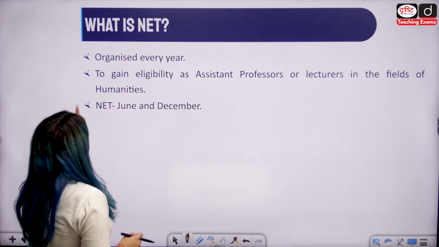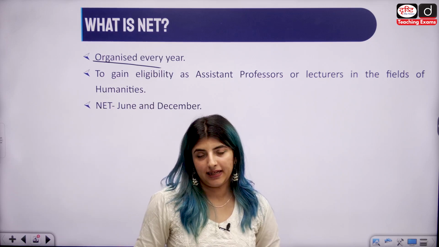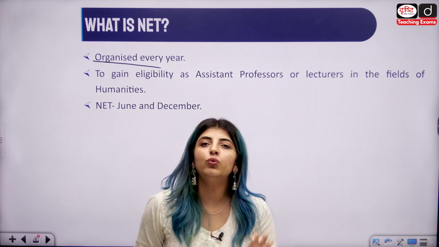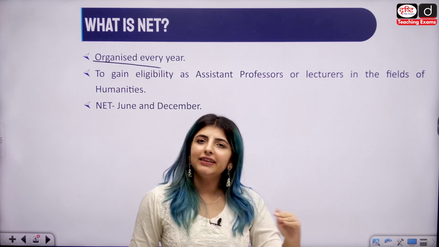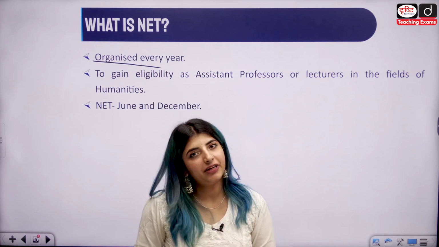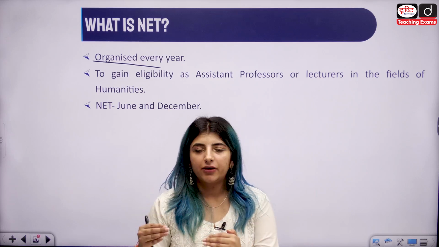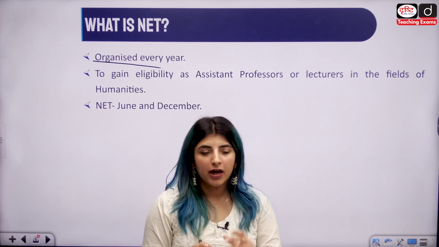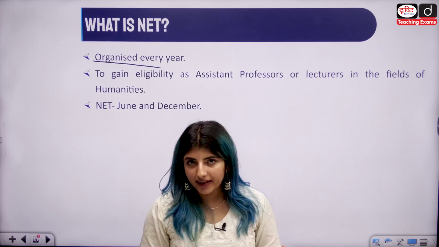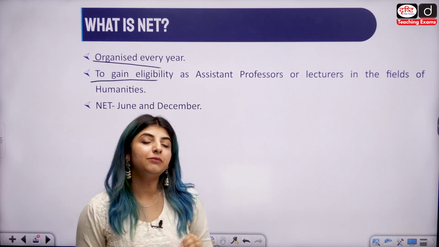Correct? So it's organized every year. It happens twice, mostly in the months of June and December. We see that these cycles are the ones which are organized. As I told you, the examination is organized by NTA, and it happens 2 times in a year. So you can fill the form 2 times in a year basically to gain eligibility as assistant professors.